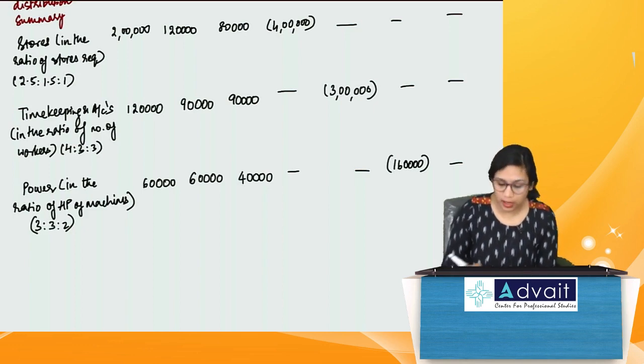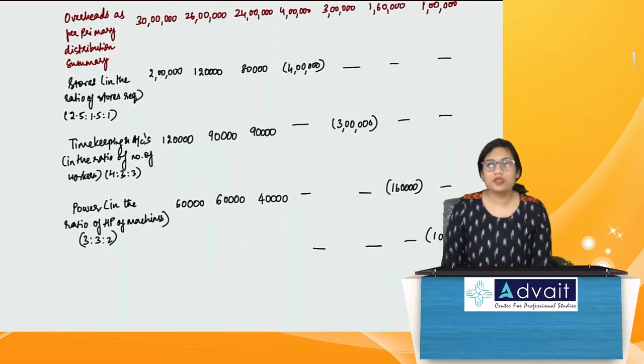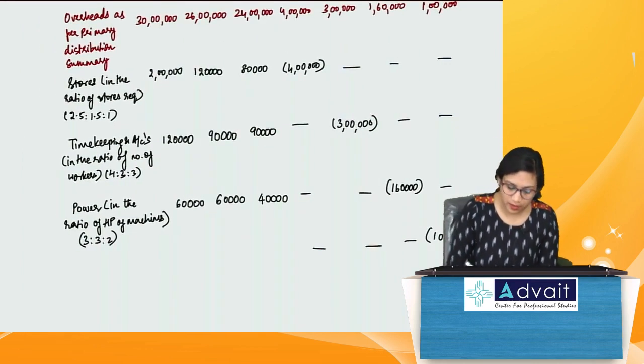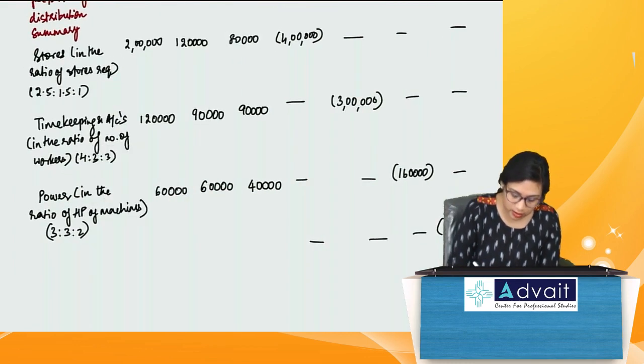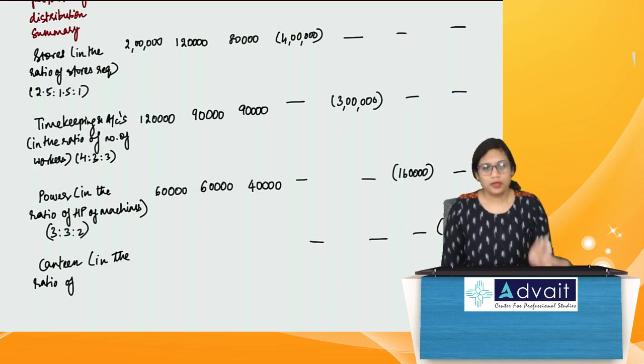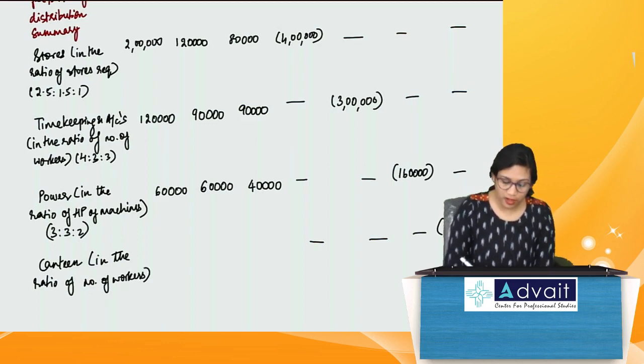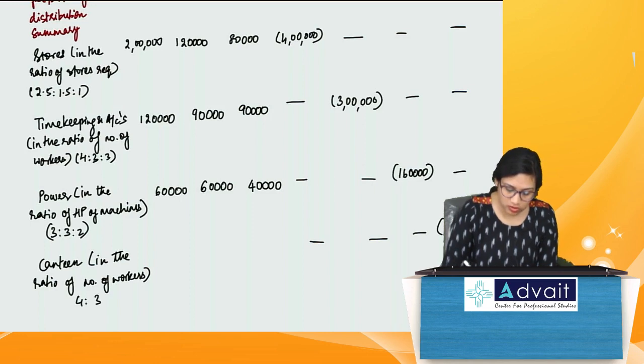Finally, the only department left is the last department. Which department is that? Canteen department, 1 lakh. Let's make this 0 first. Canteen department is not serving any of the other service departments. So let's write down canteen. Guys, this is very clear. In the ratio of, which ratio for canteen department? In the ratio of number of workers, which was 4:3:3.